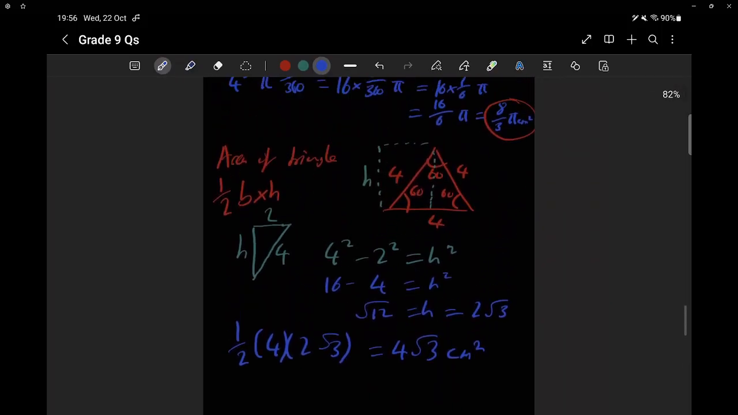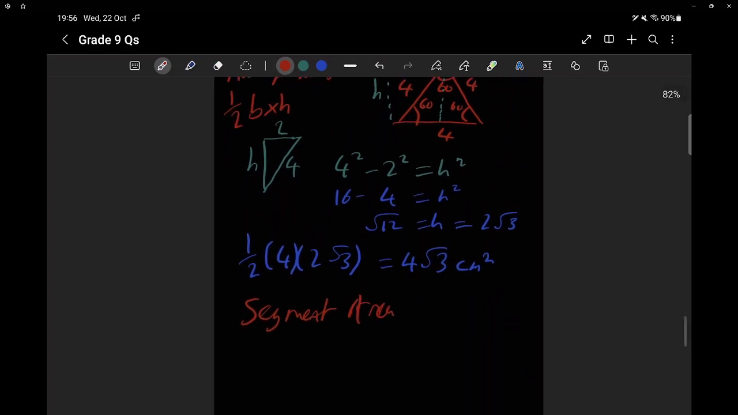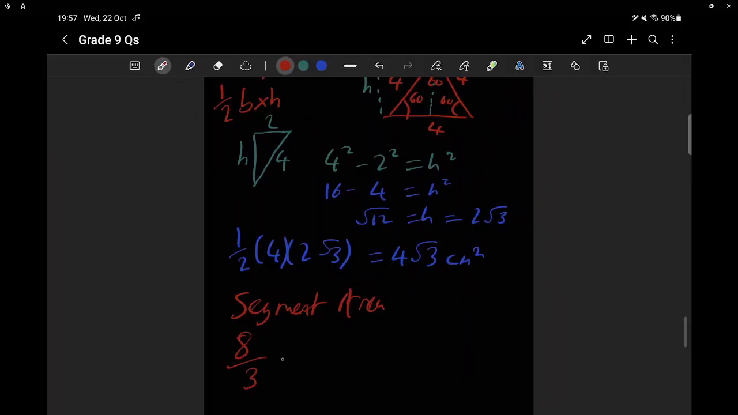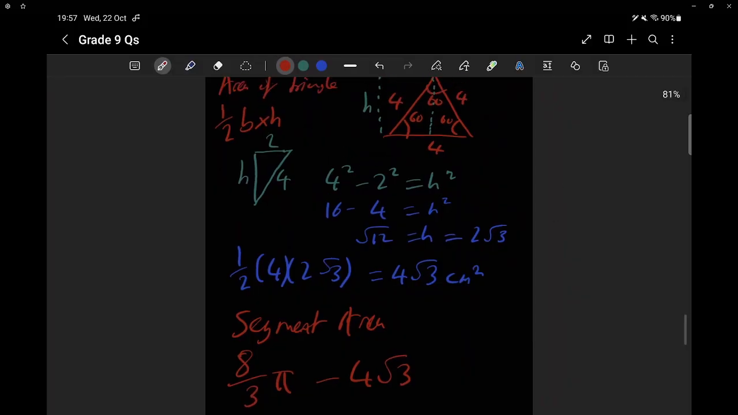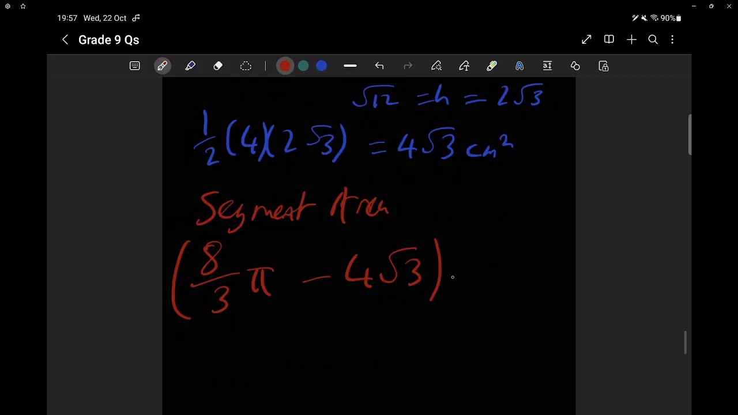So the area of the sector, so let's just do segment area. So 8 over 3 pi minus 4 root 3. And that is the area of our segment. Because unless you have a calculator for this exam, which you shouldn't, that's as much as we can do. Because we're keeping it in terms of pi as well. So that is the segment area.